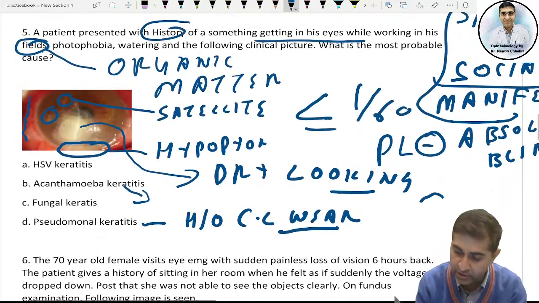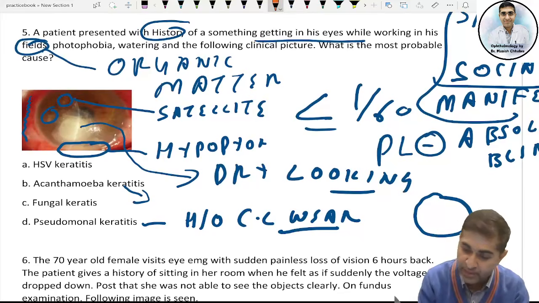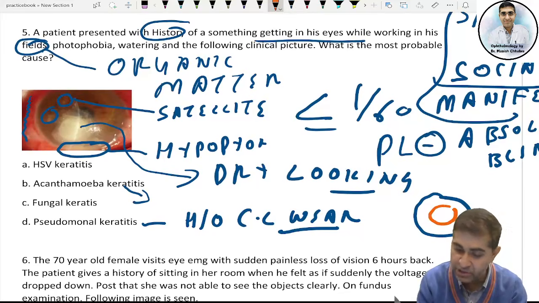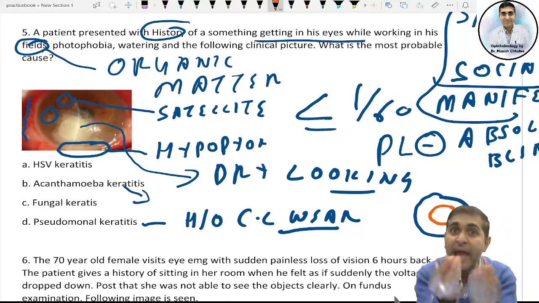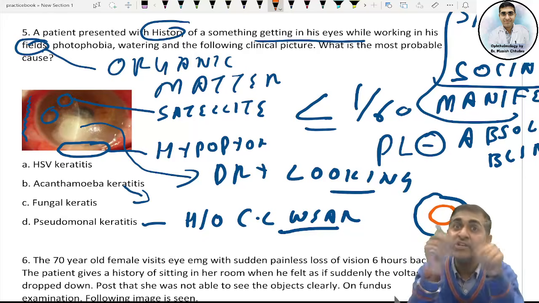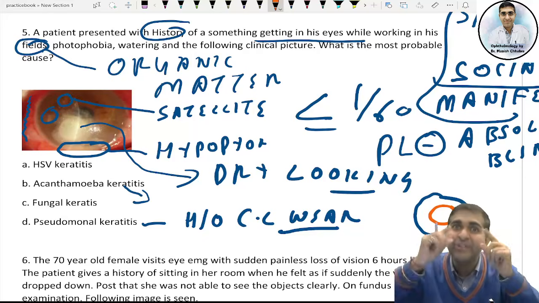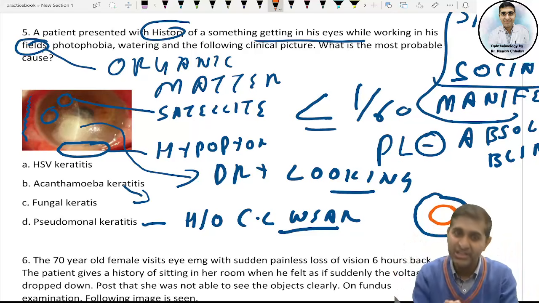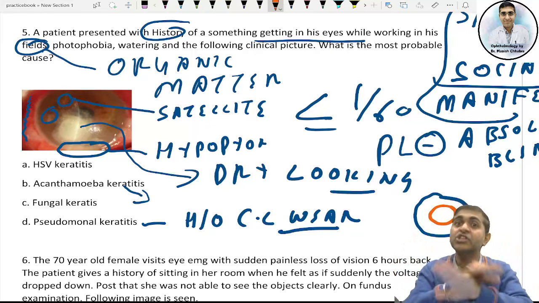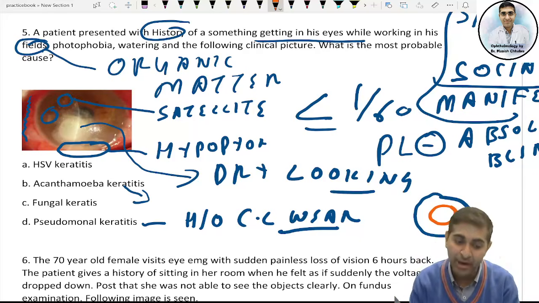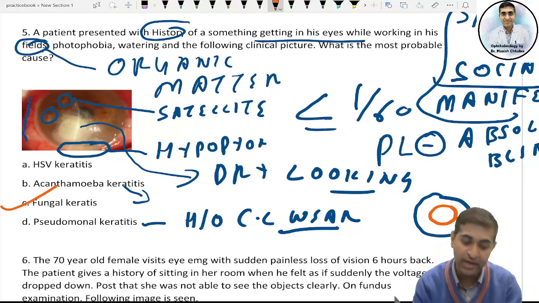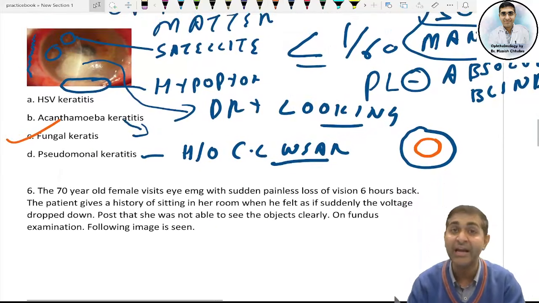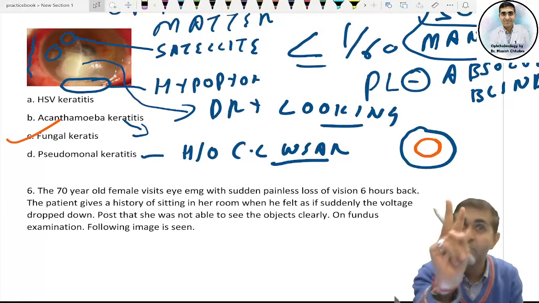So if this is your cornea, there will be just a ring-shaped ulcer, and Acanthamoeba keratitis is more common in patients who have a history of washing contact lenses with tap water, or they have a history of swimming in a pond with the contact lenses on in the village, because the pond in the village is a good source of Acanthamoeba, but no such history is given. It is just that some organic matter has entered into the eye, so it is clear cut, which is fungal keratitis. But I want to give you two important points.